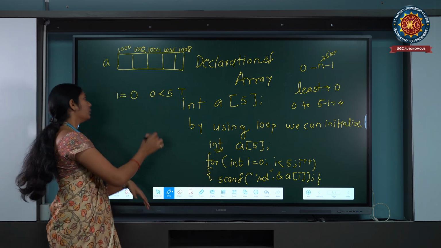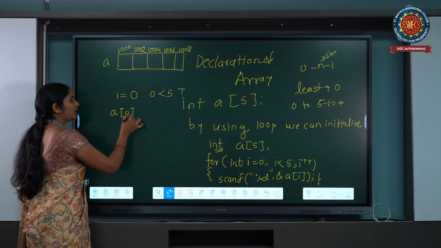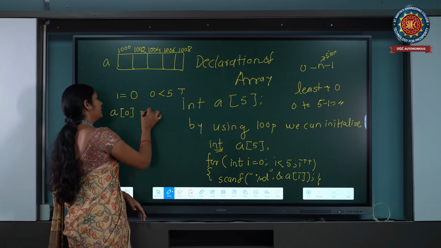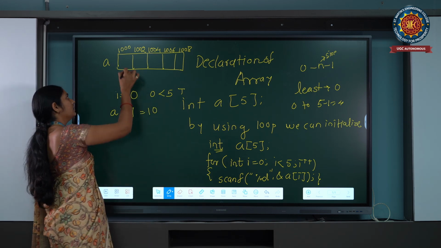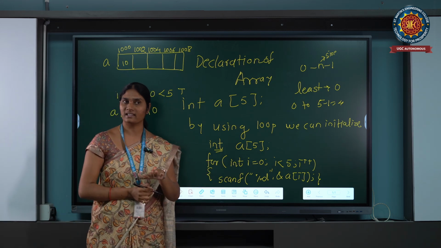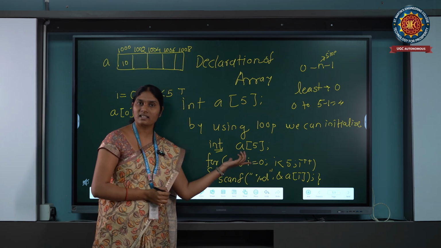Now here we can read the A of 0 value. Consider I am reading the A of 0 value will be 10. In A of 0th location, the value will be stored as 10. It does not exit from the loop. The loop will continue until the condition is satisfied.